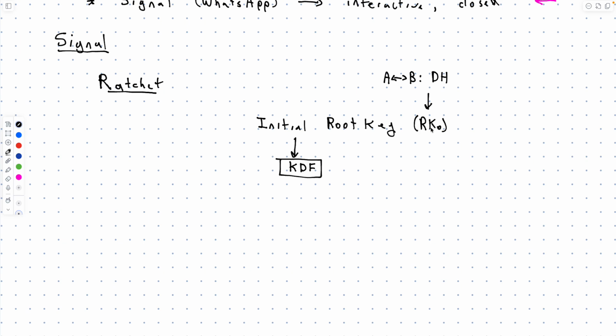Okay, so the whole idea of a ratchet is we want to refresh our key. And we want to refresh it in a way so that if our key is compromised at some point, hopefully our past messages are still secure. And hopefully we have an ability to recover in the future from it as well. So the way we ratchet is we do a new Diffie-Hellman.